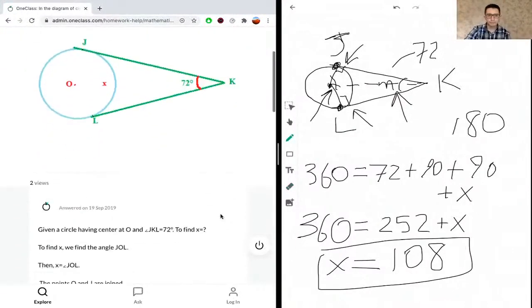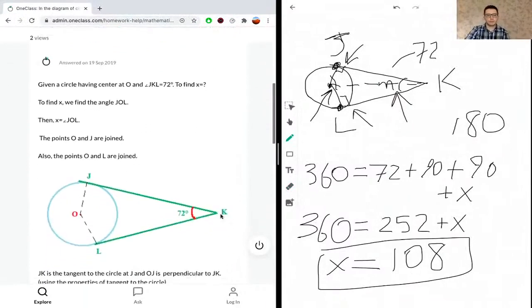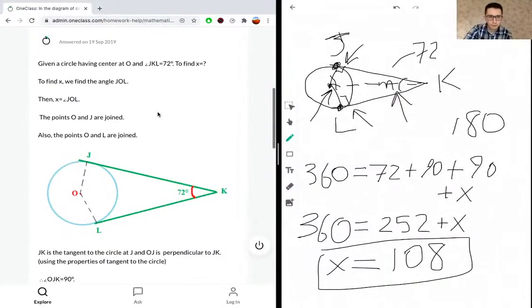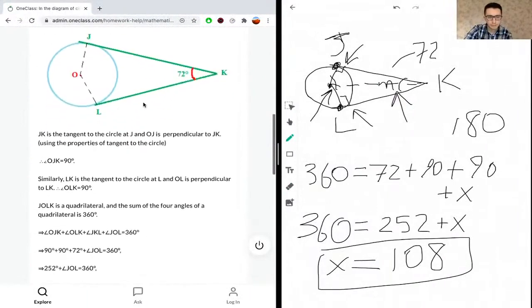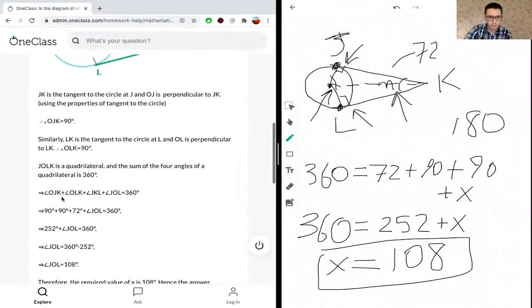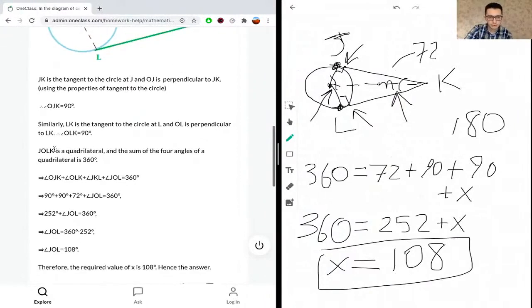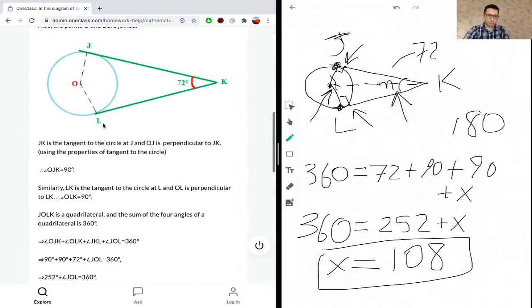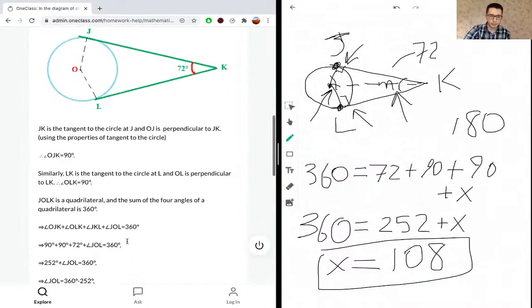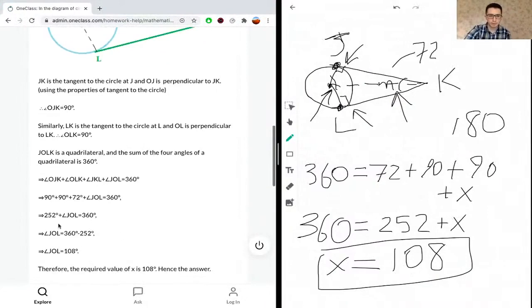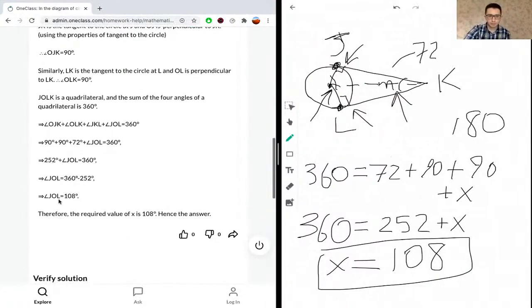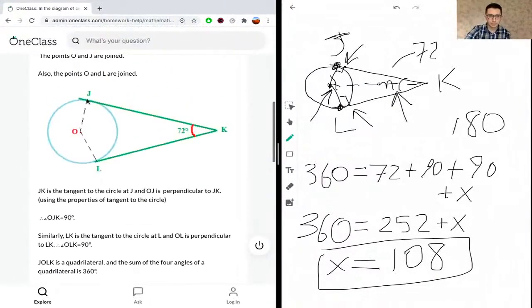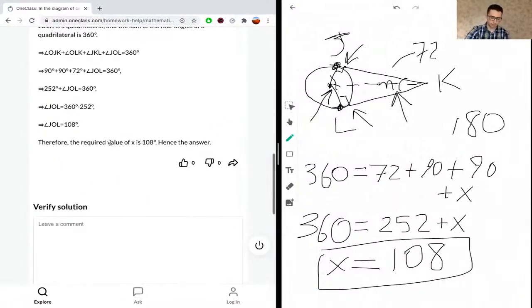Okay. So they define the same parameters here, and they say for the quadrilateral, the total angle should be 360, so similar to us. And then they evaluate for the angle JOL, which is just angle X as defined in the diagram above. So JOL, angle X is over here, and then they get the angle 108, so that's the correct answer.